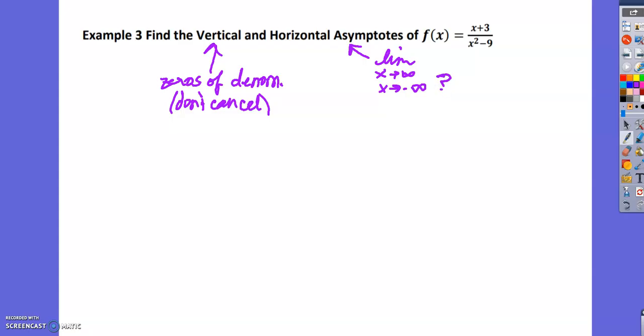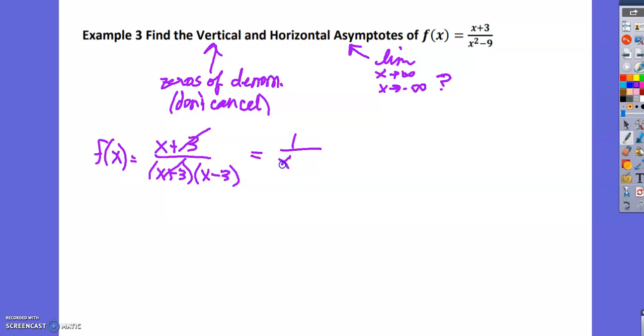Okay, so first let's simplify our function. So I'm going to simplify that by factoring the bottom into x plus 3 times x minus 3. And then as you see, I can simplify the x plus 3's. So this graph simplifies to 1 over x minus 3. Now this thing that I canceled out doesn't go away. Remember that -3, which is what makes this a 0, is actually a hole in my graph, but it's not technically a vertical or horizontal asymptote.